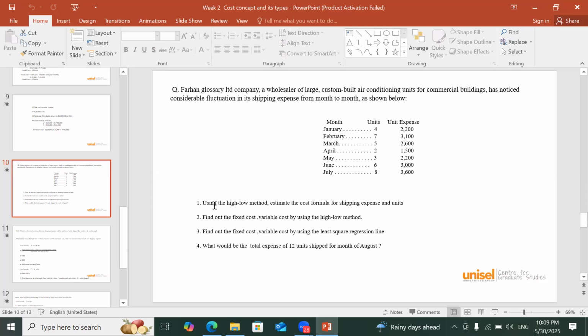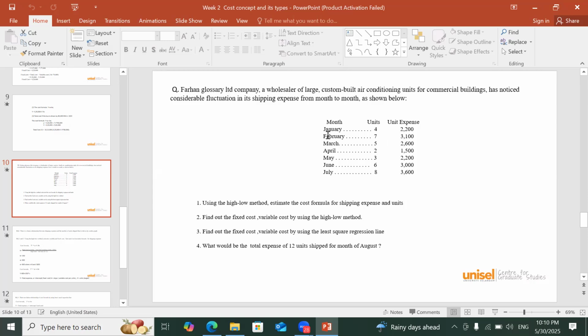Requirement 1: using the high-low method, estimate the cost formula for shipping expense and units. On the basis of the cost formula, highlight the high and low level method. Requirement 2: find out the fixed cost and variable cost by using the high-low method.